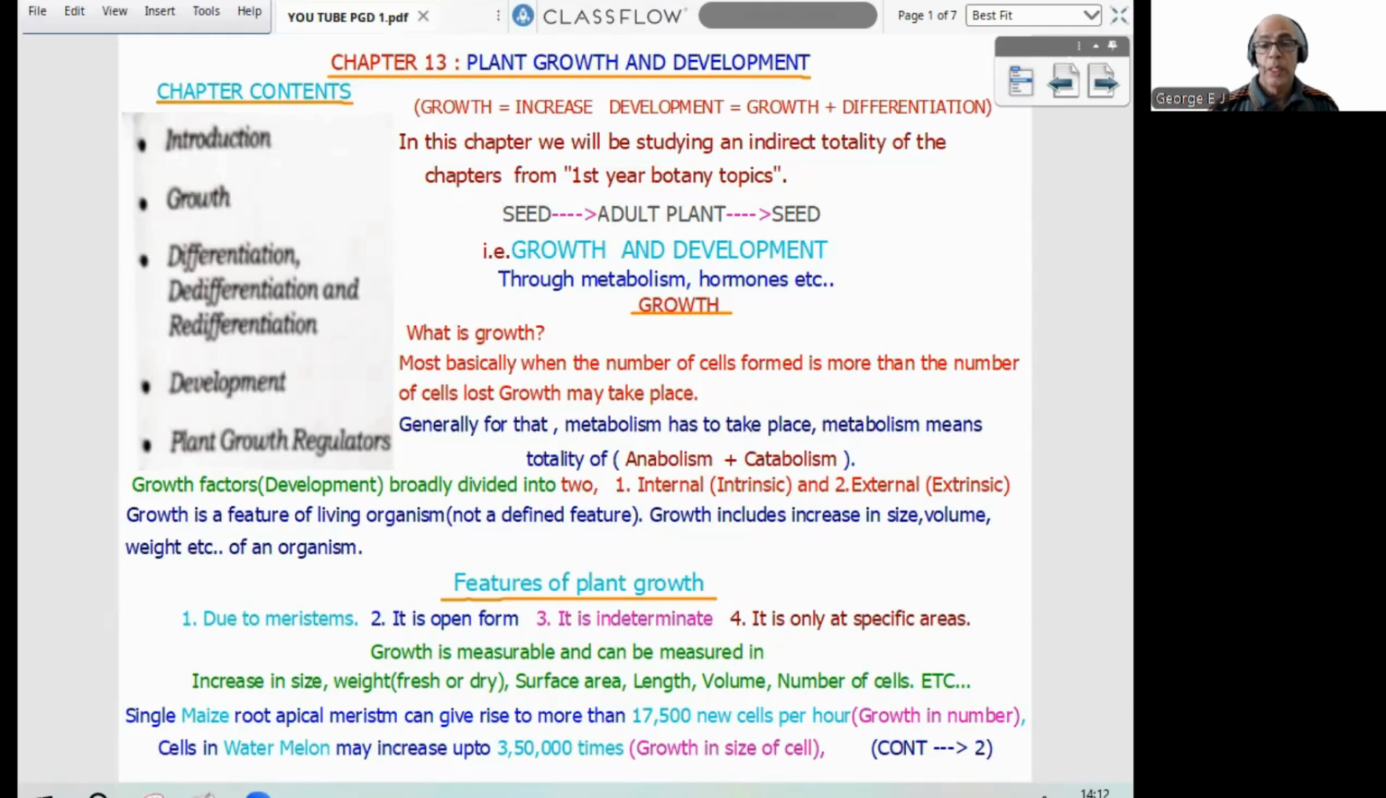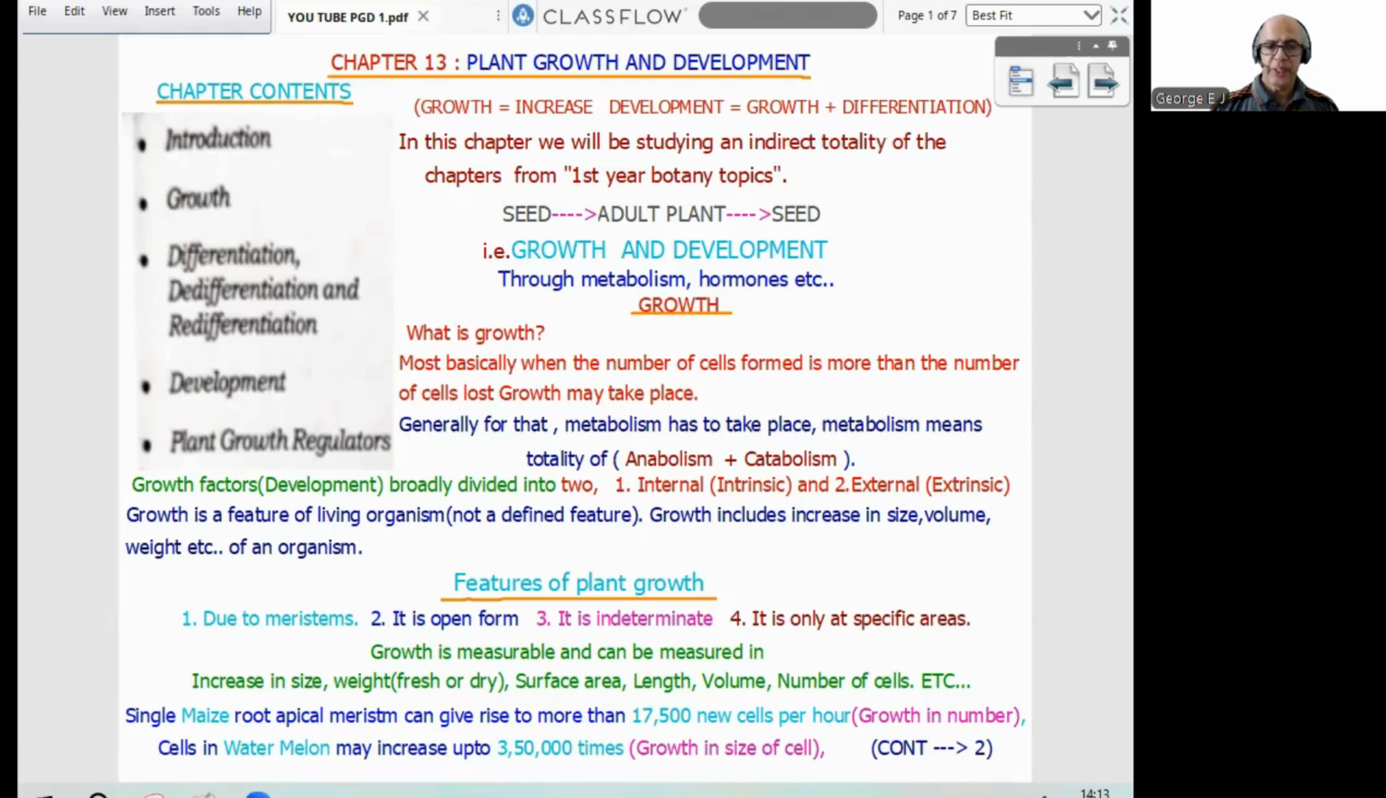Now we will proceed to features of plant growth. When we take growth in plants and animals, there are certain differences between these two. In plants, it is mainly due to meristem. Second, in plants, it is an open form. Third, it is indeterminate, because animal growth takes place only up to a certain age, but plant growth will continue, specifically lengthwise, and that is mainly due to meristem. And the fourth point is that it is only in specific areas, mainly the apices.